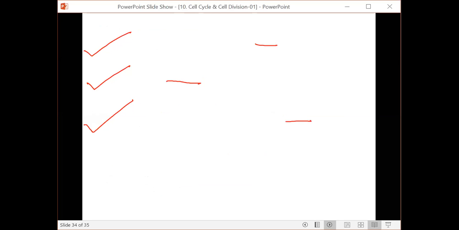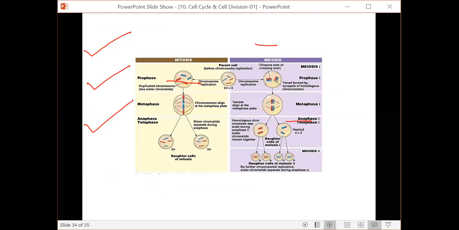Okay, and this is the summary of mitosis and meiosis. Any queries for the meiotic cycle? Any questions, anything? No, okay.